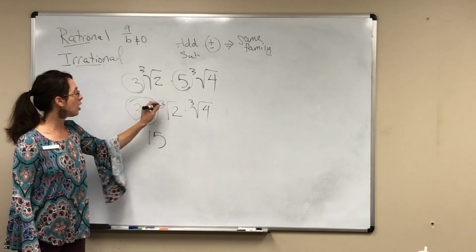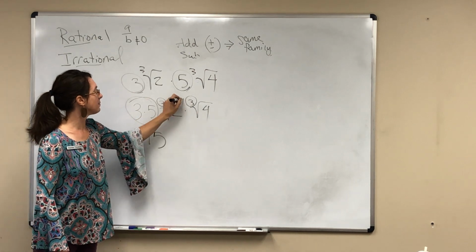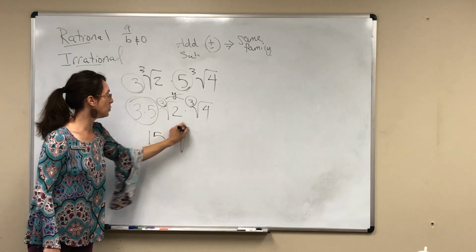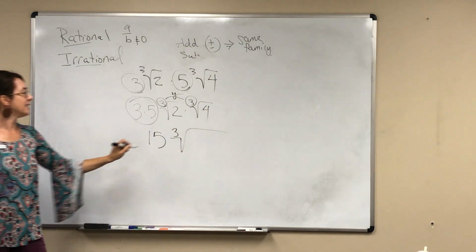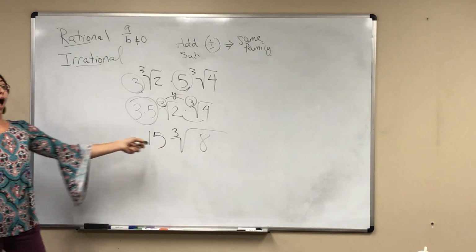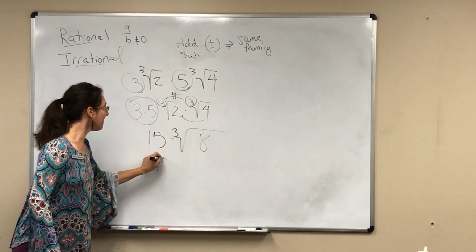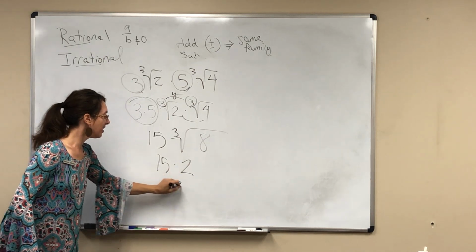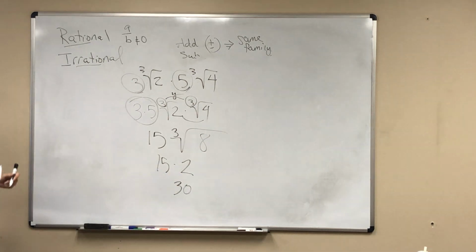15. Okay, are my indices the same? Yes. So I stay cube root. 2 times 4 is 8. Does that mean it turns into 2? Yes, this turns into a 2, and my answer is 30.